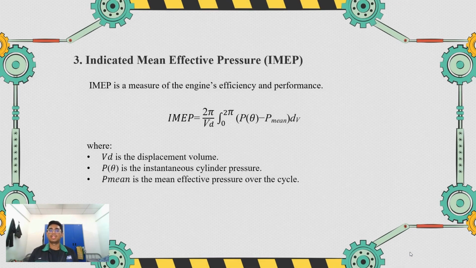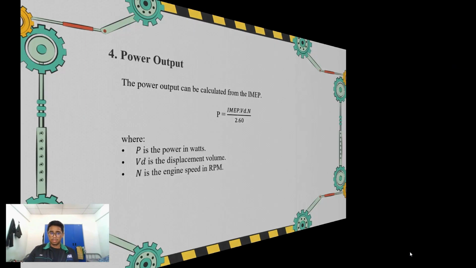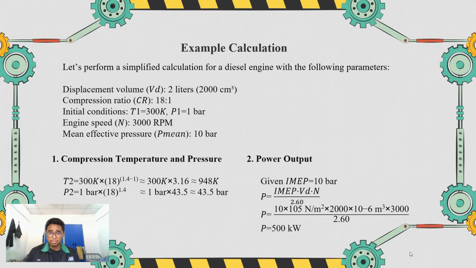Then we continue with the indicated mean effective pressure IMEP. IMEP is a measure of the engine's efficiency and performance. Here VD is the displacement volume, P theta is the instantaneous cylinder pressure, and P mean is the mean effective pressure over the cycle. And the last one, we have the power output, which can be calculated from the IMEP. P equals IMEP times VD times N over 2 times 60. P is the power in watts, VD is the displacement volume, and N is the engine speed in RPM.